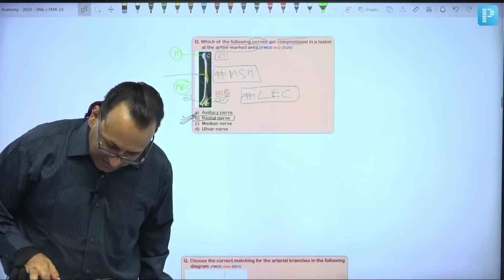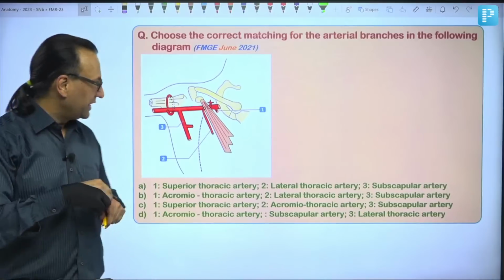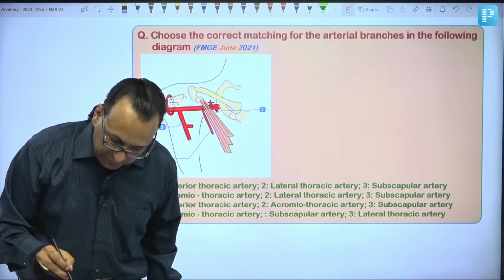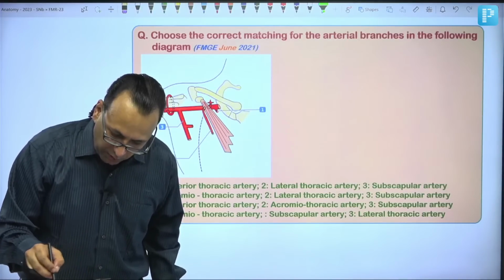Okay, so this is one question which came to you, because obviously what we are doing is revising the previous year questions which came in your FMGE exam. This is basically FMGE 2021.